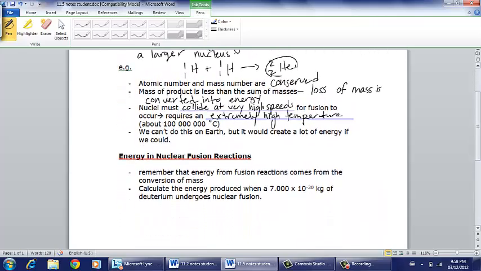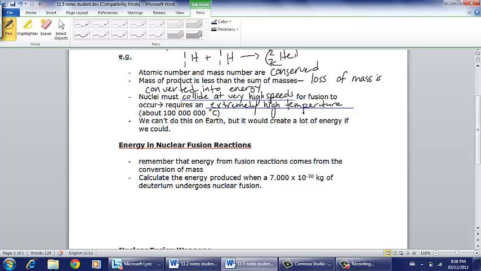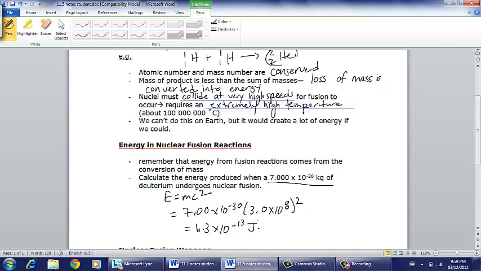Looking at an example with some numbers, if we wanted to calculate the energy produced when 7.000 times 10 to the negative 30 kilograms of deuterium undergoes nuclear fusion, we would again use E equals mc squared. For m, 7.00 times 10 to the negative 30. c is 3.0 times 10 to the power of 8, squared, and you're going to get 6.3 times 10 to the negative 13 joules. This is an incredible amount of energy for a single atom to produce.